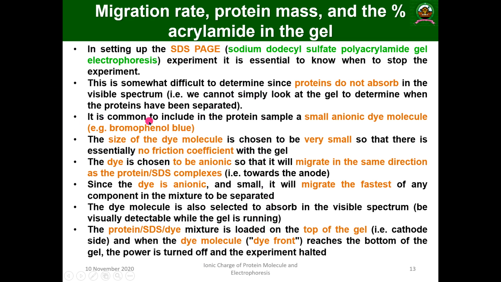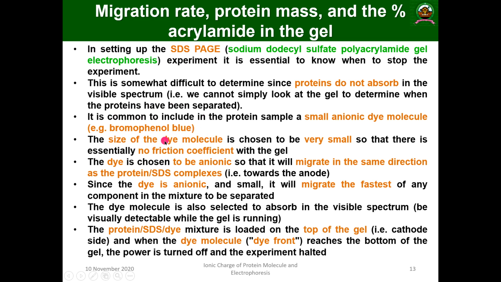Thus, it is common to use a protein sample along with a small anionic dye molecule in order to see the gel, which is colorless. The sample we are adding is also colorless. In order to see the movement of the protein, you add a small light blue dye along with the gel, known as bromophenol blue.